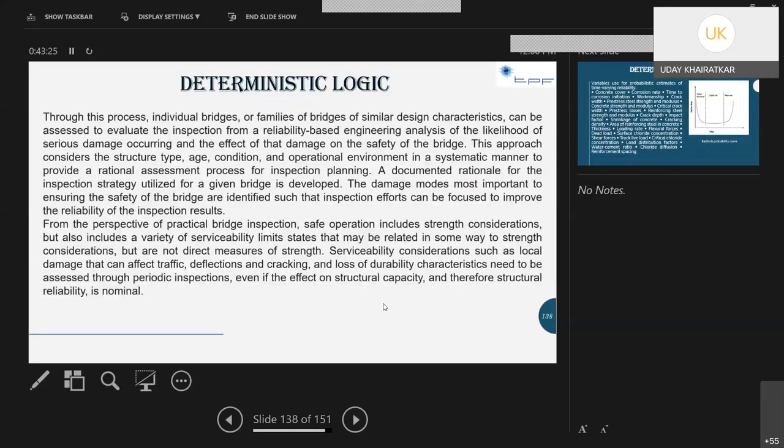Through this process, individual bridges or families of bridges of similar design characteristics can be assessed to evaluate the inspection from a reliability-based engineering analysis of the likelihood of serious damage. This approach considers the structure type, age, condition, and operational environment in a systematic manner to provide a rational assessment process for inspection planning.